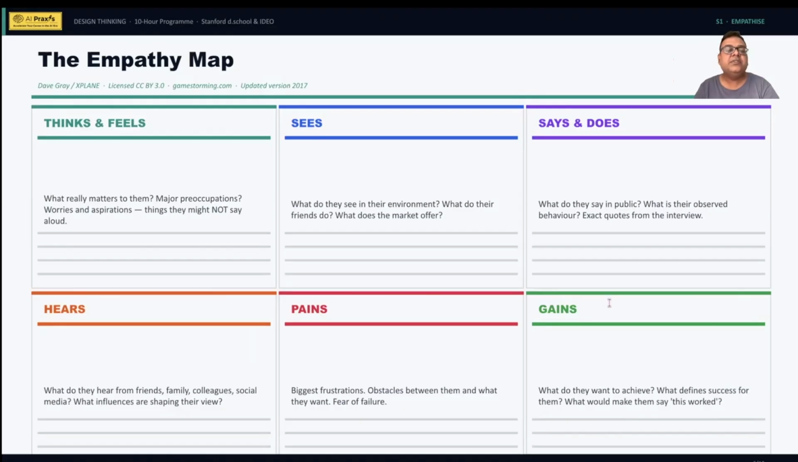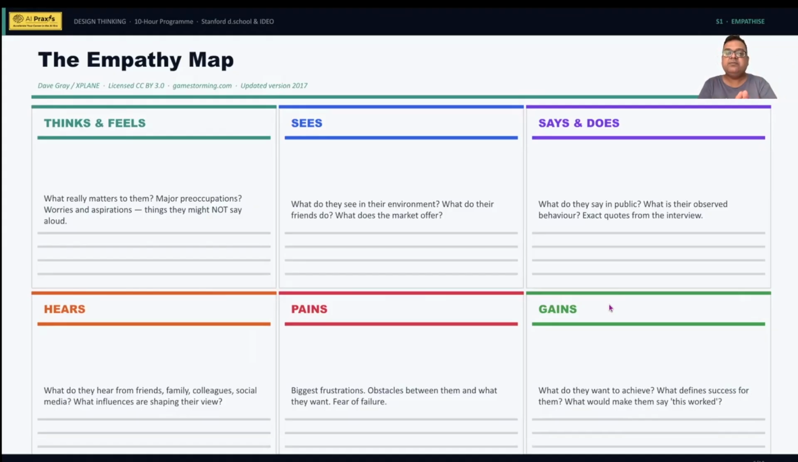So a young entrepreneur may constantly hear something like, get a stable job first. A student may hear, marks are everything. A patient may hear, just ignore it, it'll be fine. Now these messages shape people's decisions, even if they don't always agree with them. Understanding these influences helps us understand the user's world.